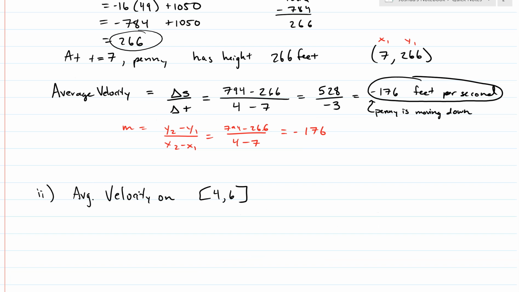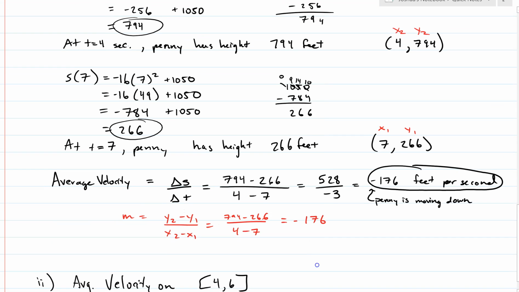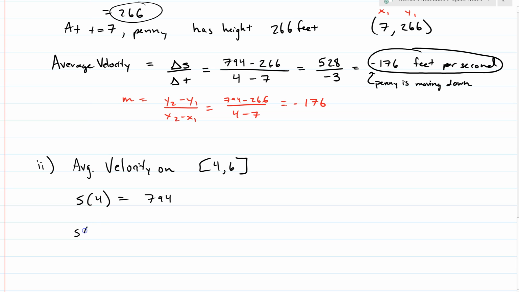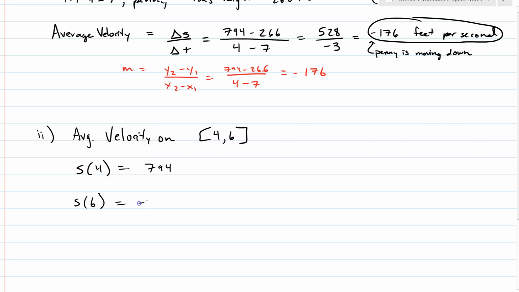Alright, so for part 2, we need to find the average velocity on 4, 6. So really, we're going to do the same thing as in part 1. And this time it's half the work, because we found s of 4 in part 1. That's 794. So now in part 2, I just need to find s of 6, and then I'll apply that average velocity formula.